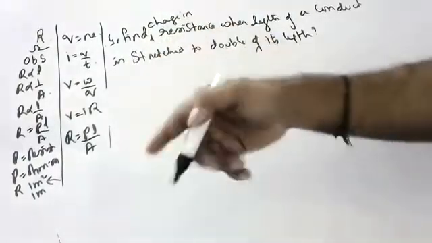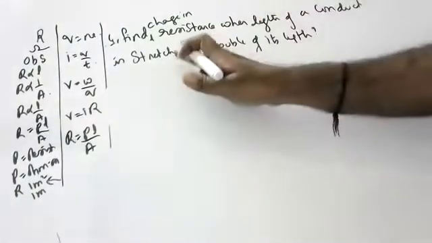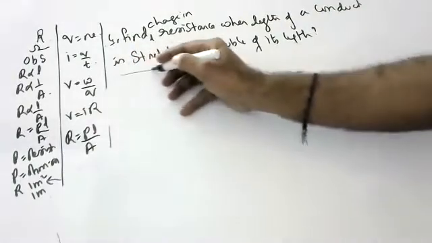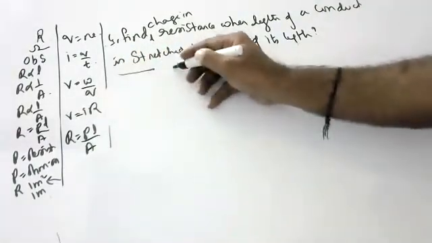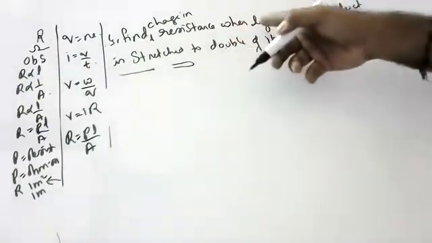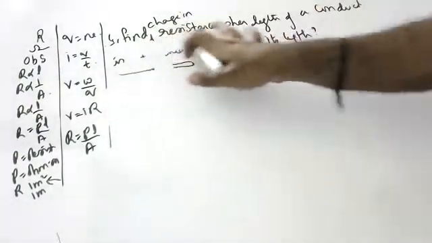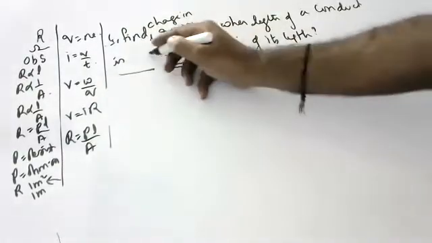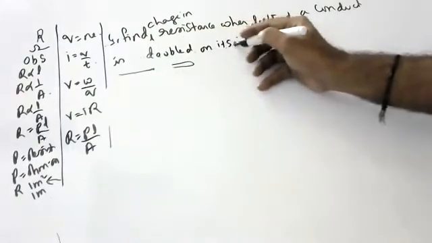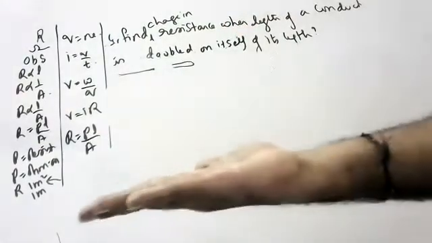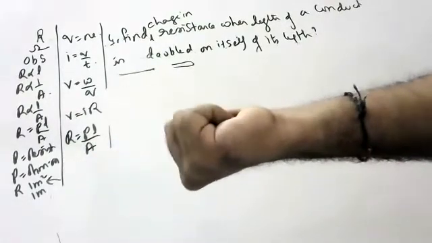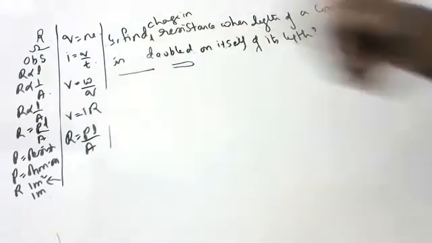So, children, one more sum. Find the change in resistance when the length of a conductor is doubled on itself. When it is made half like this by doubling on itself. Doubled on itself means, children, see, this is the original length. Doubled means it is made like this, on the original length only.